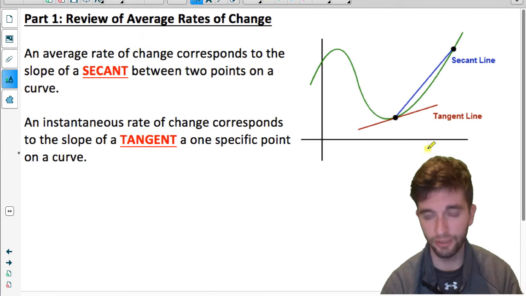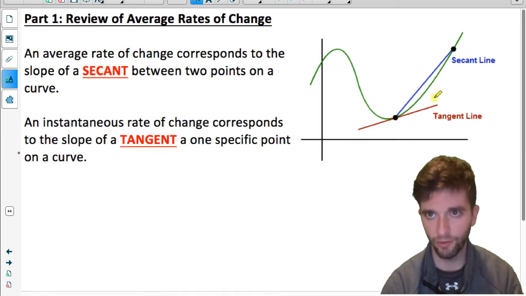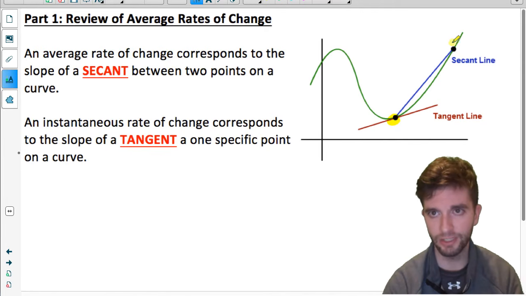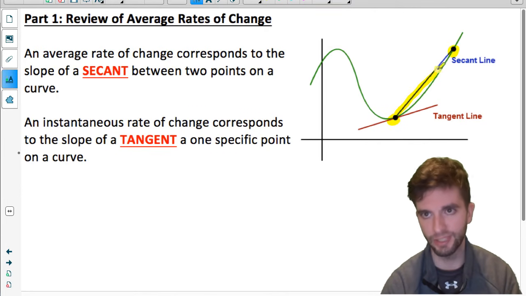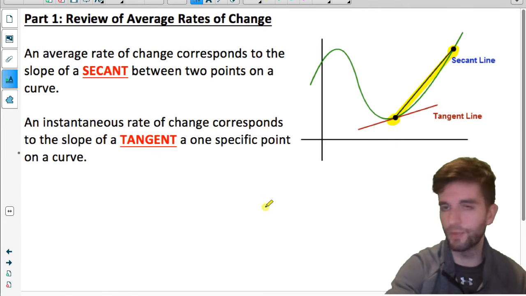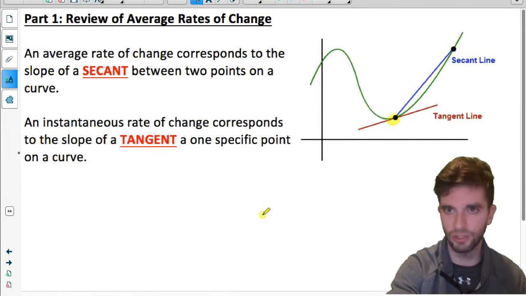So for this green function, I would know the coordinates of all the points on it. The average rate of change between this point and this point could be represented with the slope of that secant line, and we could definitely calculate that just using a slope formula.